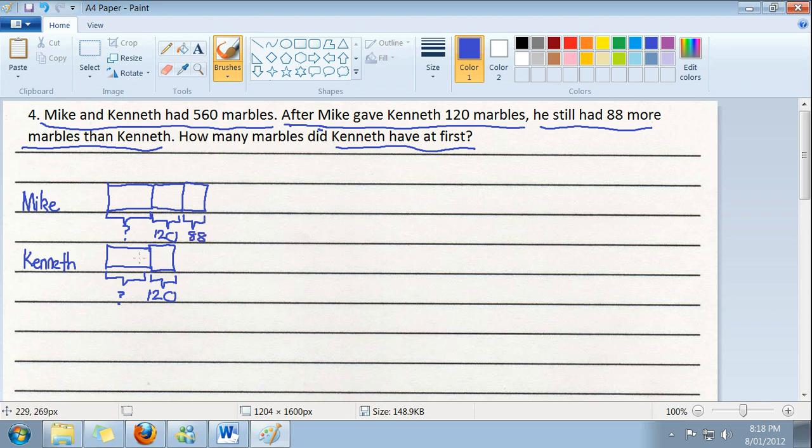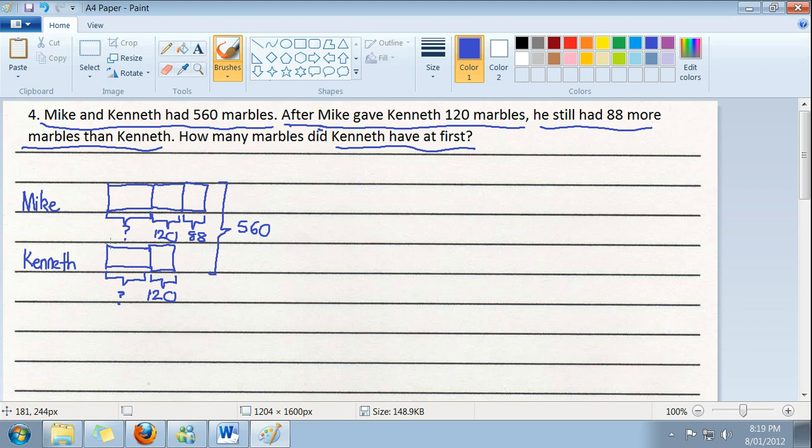Okay? Now if you look at this, however many marbles Mike has here, Kenneth will have the same. The only difference is Mike has 88 more. And if you go back and read the problem, it tells us that. Okay? Now it says Mike and Kenneth had 560 marbles, so I'm going to draw their total. And I'll write 560 here.